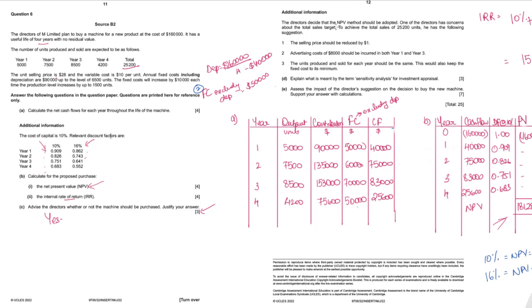Additional information: the directors decide that the NPV method should be adopted. One of the directors has concerns about the total sales target. To achieve the total sales of 25,200, he has the following suggestions. The selling price should be reduced by $1. Advertisement cost of 8,000 should be incurred in years 1 and 3. And the units produced and sold for each year should be the same. Basically 25,200 units, they want to divide equally over 4 years. So 6,300 for every year.